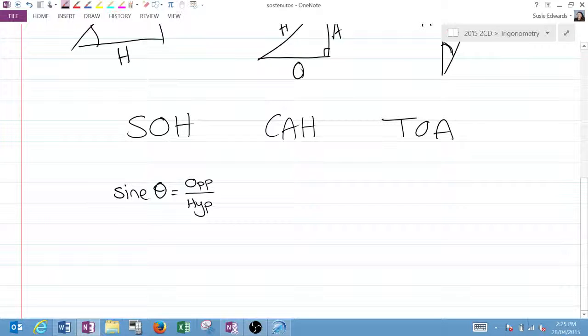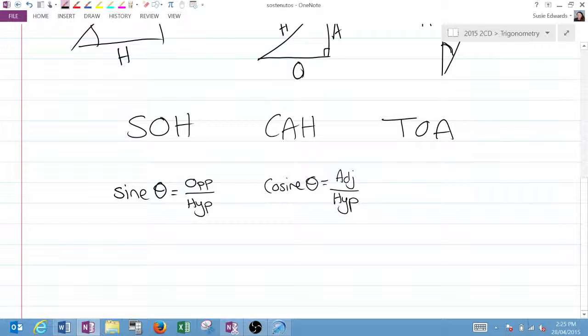Okay, done. Alright, the next one is cosine. And you can write cos, C-O-S, but for the first one I'm writing cosine of an angle. Equals adjacent over hypotenuse.